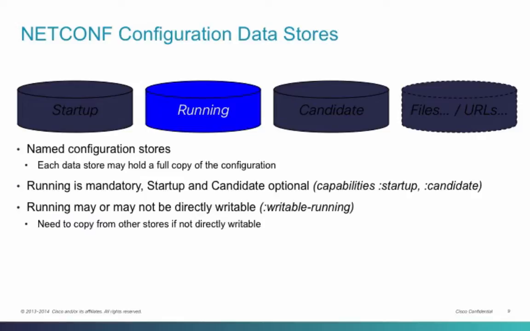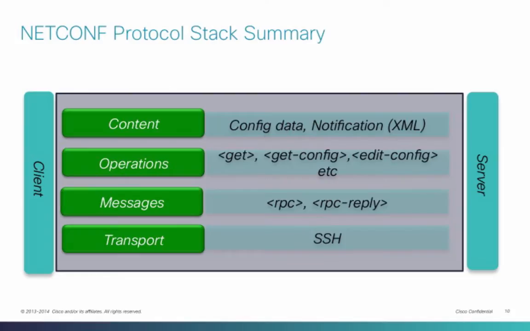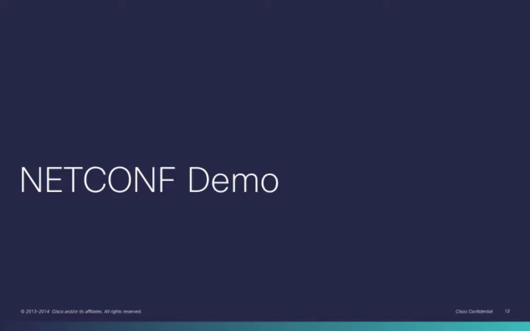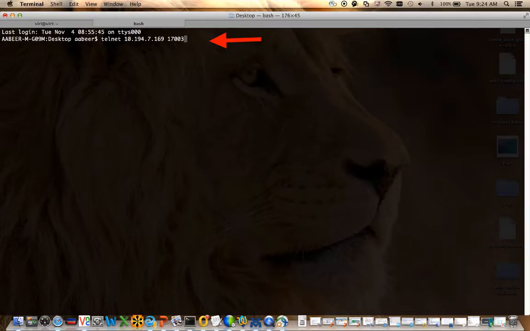In summary, NETCONF protocol transport is based on SSH, messages are based on RPC or RPC reply, operations could be get config or edit config, etc. And client-server communication will be in XML. Before I jump into a demo, I just wanted to show you the configuration required on ASR9K to act as a NETCONF server.